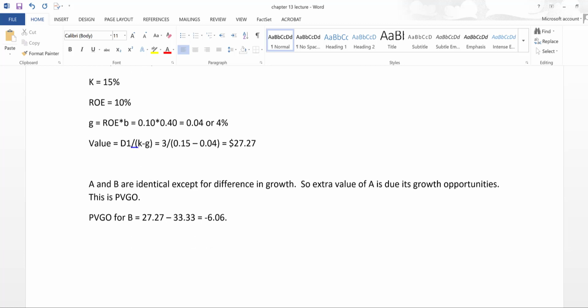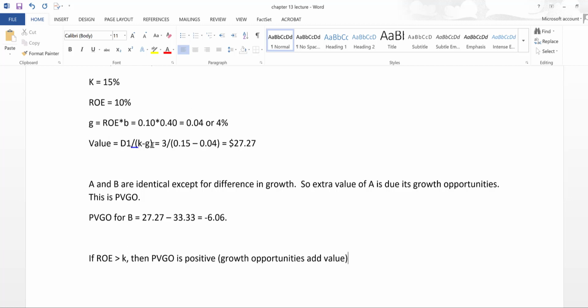So let me write that down. If ROE is greater than K, which is the required rate of return, then PVGO is positive. Okay, then the growth opportunities add value for the shareholders. Growth opportunities add value. Okay, investors' required rate of return has to be met from the firm's investment.